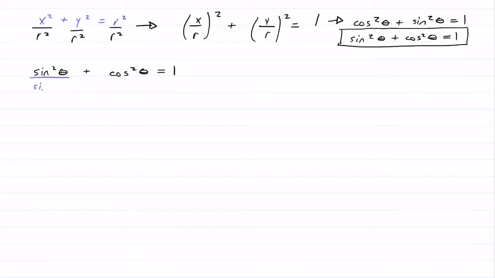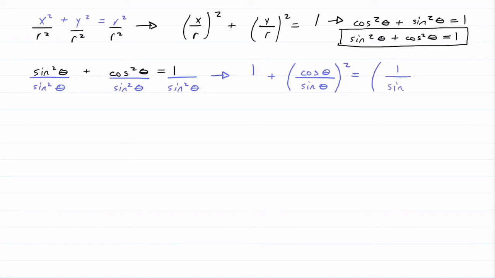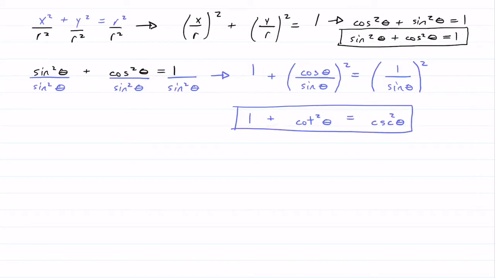Okay, so dividing each term by sine squared, I get sine squared over sine squared plus cos squared over sine squared equals 1 over sine squared. Well, this is the same as sine squared divided by sine squared is 1, plus cos over sine all squared, so it's cos theta over sine theta all squared, equals 1 over sine theta all squared, since 1 squared is also just 1. I know that cos over sine is really cotangent theta, so cos over sine squared is cotangent squared. 1 over sine is cosecant, so 1 over sine squared is cosecant squared, and there is our second Pythagorean identity.